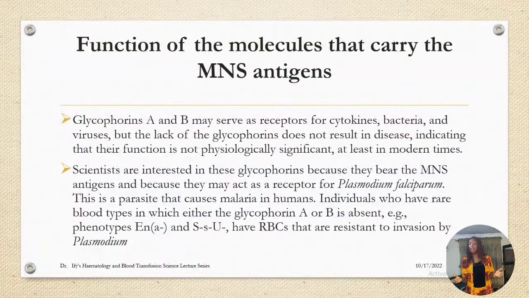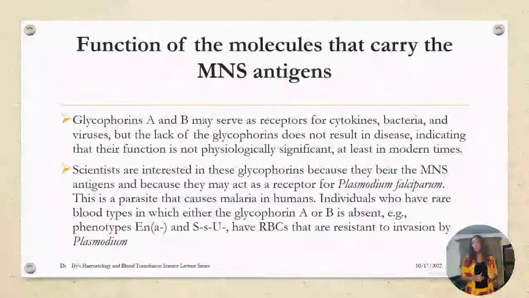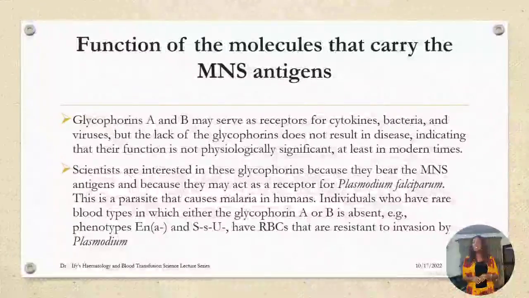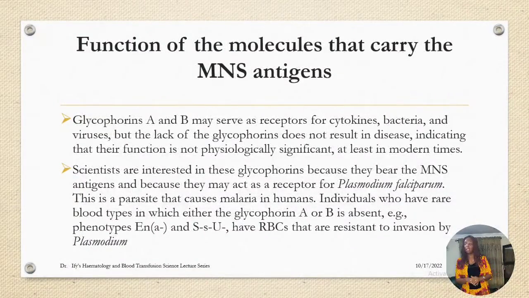The molecules that carry the MNS glycoproteins are glycophorins A and B. What are their functions? Glycophorins A and B may serve as receptors for cytokines, bacteria, and viruses. But the lack of the glycophorins does not result in any form of disease. Those that don't have them don't suffer from any known form of disease, indicating that their function is not physiologically significant, at least in modern times.